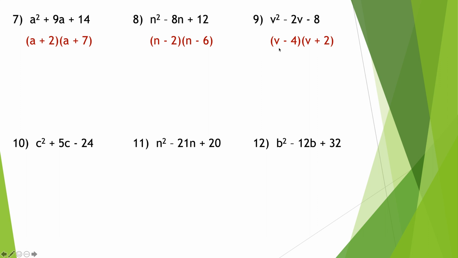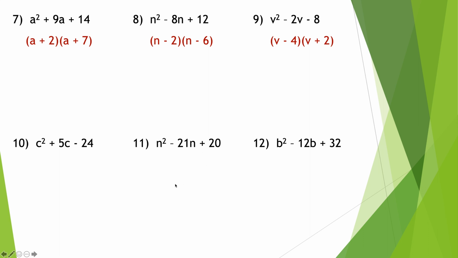Let's distribute back and check. V times v is v squared. V times 2 is 2v, positive. -4 times v is -4v. So 2v and -4v do add up to a -2v. That looks good. -4 times 2 is -8. Okay, let's take a look at number 10.